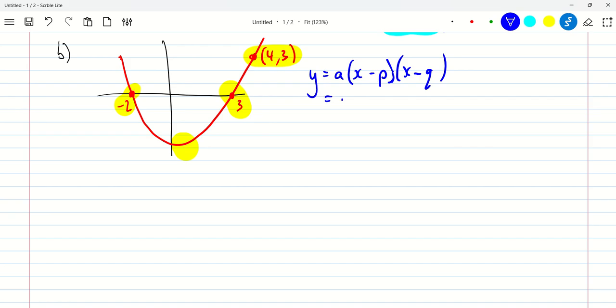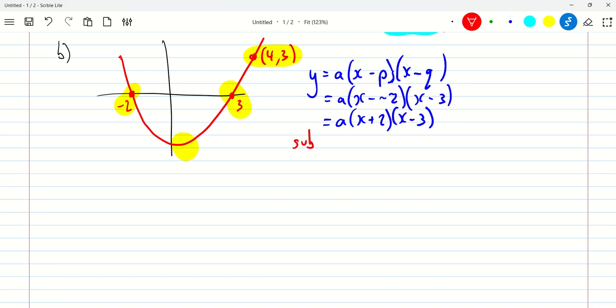So we already know it's going to be a, then (x minus -2), because one of my zeros is -2, and (x minus 3). We'll just clean that up because no one likes looking at a double negative. So that's a(x plus 2)(x minus 3). Again, we're two thirds of the way there, but we just need to figure out what the a value is. We've got that point, so we can just sub in the point to figure out that value. Sub in (4, 3).